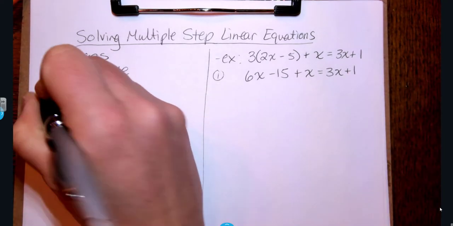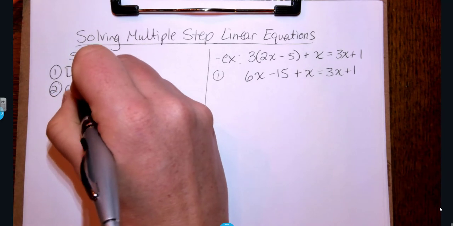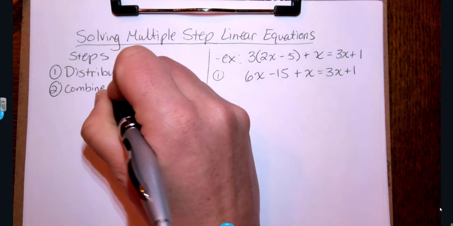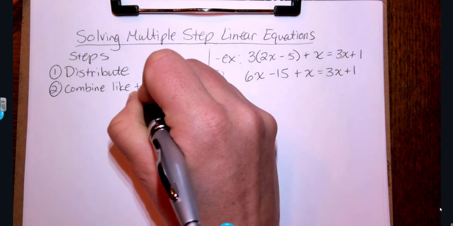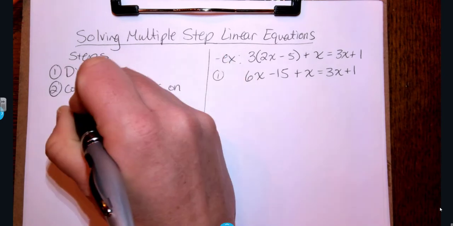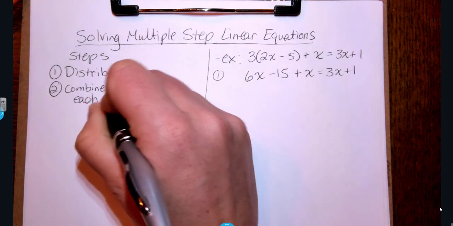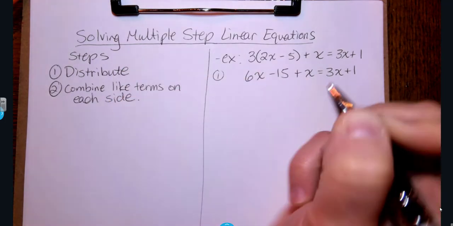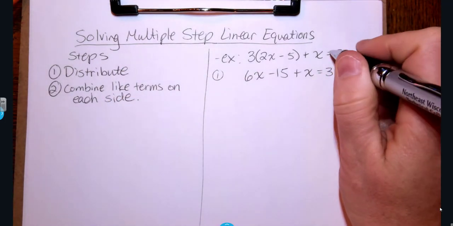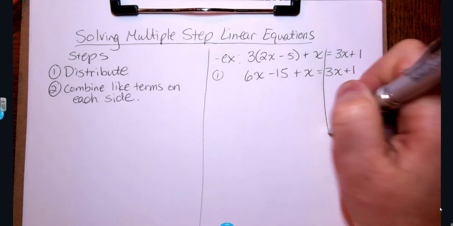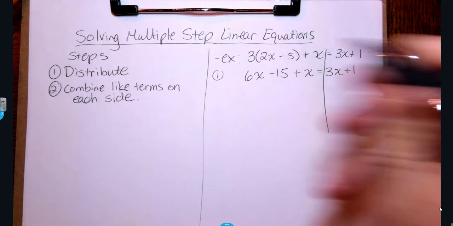Step 2, now we want to combine like terms on each side. Combine like terms on each side. We're not going side to side yet. One thing that helps us keep track, that I like to do sometimes, is draw a line down the middle where the equal sign is.